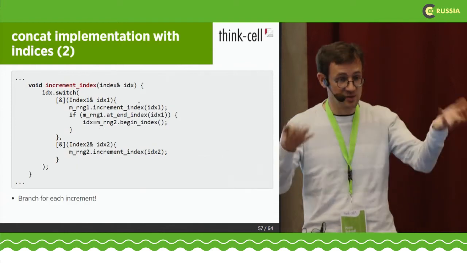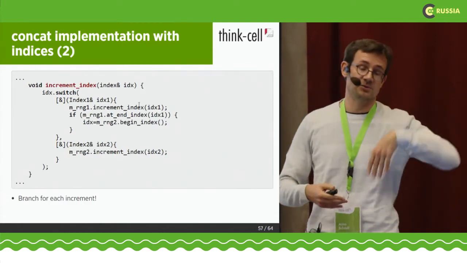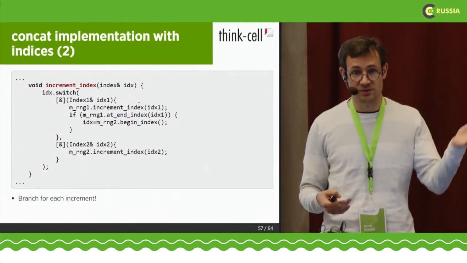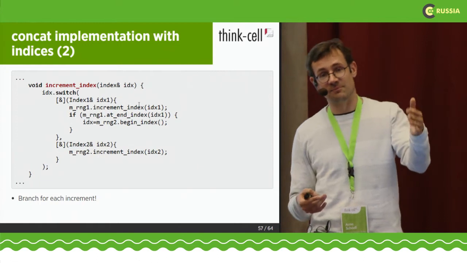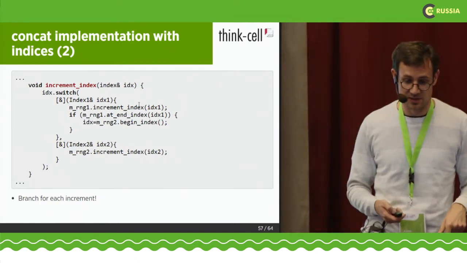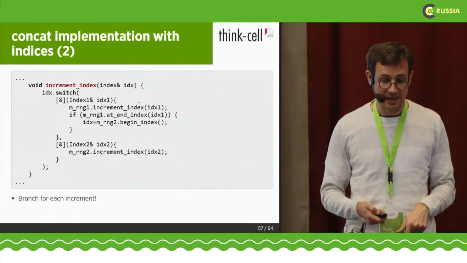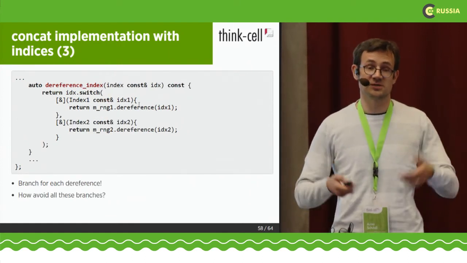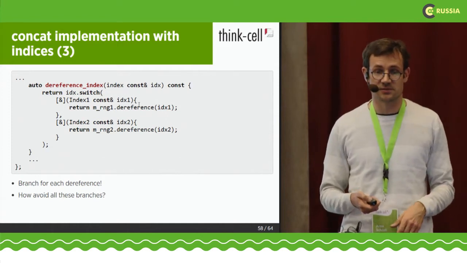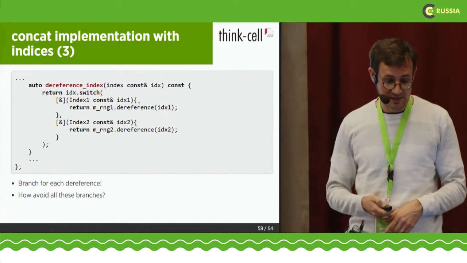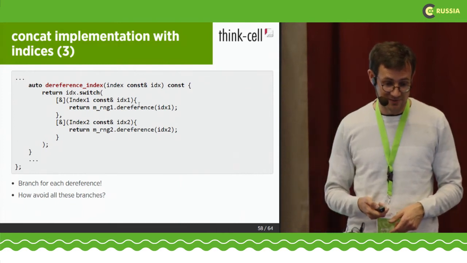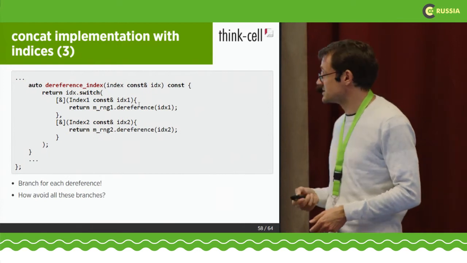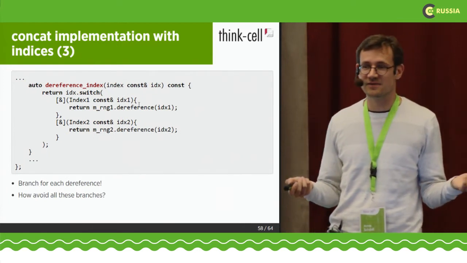And then when I'm actually doing the increment, I need to say, okay, am I now having the first one or the second one? And if you're having the first one, you increment the first one, do the check, and then potentially have to jump over to your second range. Now, dereferencing, again, you also need to switch. You need to say, okay, either I'm in my first range or in my second range, and you need to do this each time you are dereferencing. So there's a lot of branches, one for the increment, one for the dereference. It's kind of bad. You would like to have the zero overhead principle.